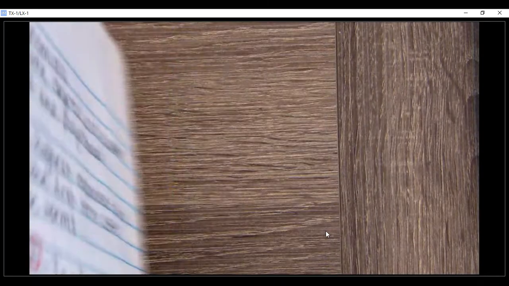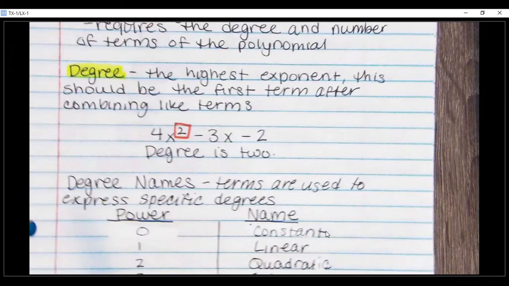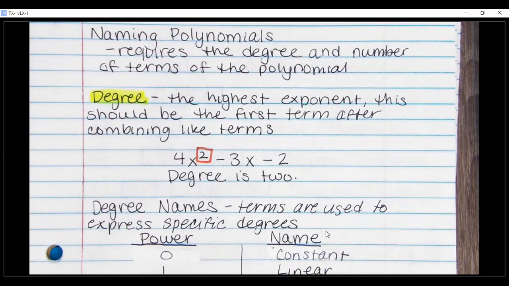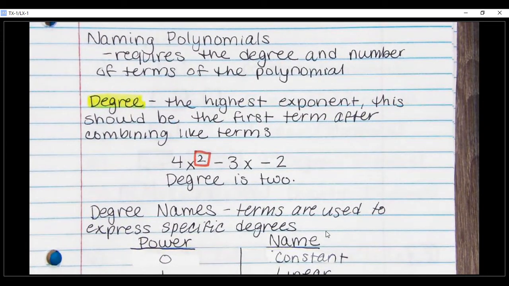This should all be review. If you need a reminder on how to do it, please go back into this notes website. So it's not just one thing of combining like terms. We actually have to name the polynomials, and there's 2 things that you need in order to name them. So they require the degree and the number of terms in the polynomial.